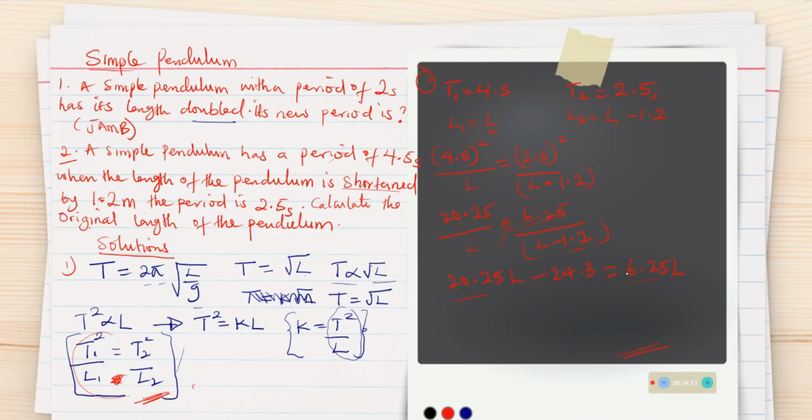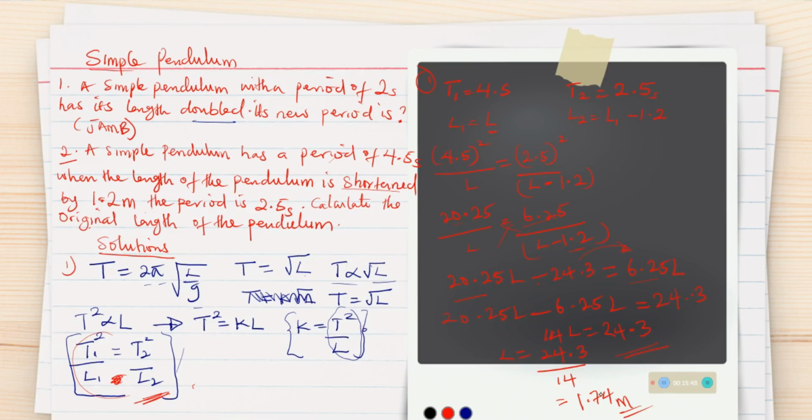Now let me collect like terms briefly. This and this, they are like terms, so they can go together. I have 20.25L minus 6.25L will be equal to, I take this one outside here, so it becomes 24.3. So subtracting this together, it will give me 14L is equal to 24.3. Now if you divide both sides by 14, L is going to give me 24.3 over 14, and that will be equal to 1.74, since its unit is going to be meters.